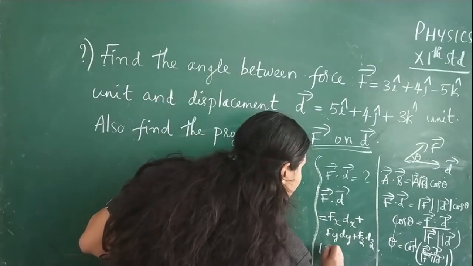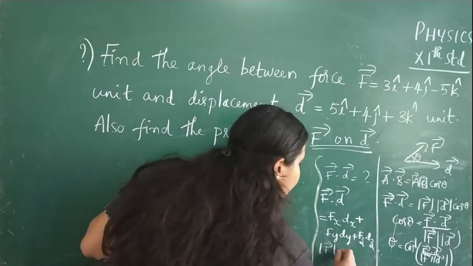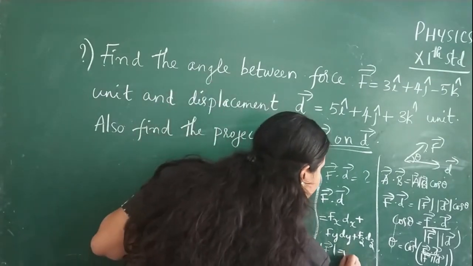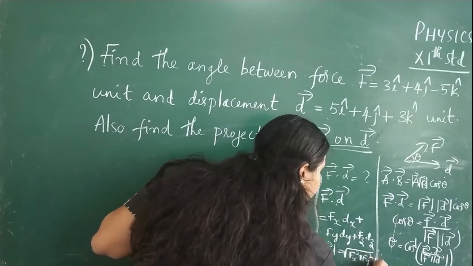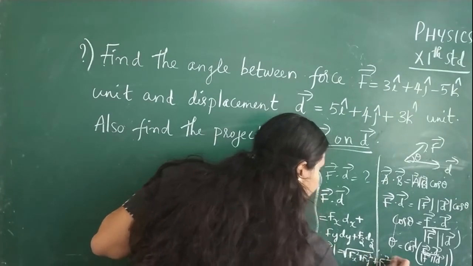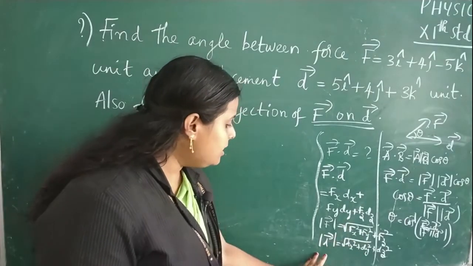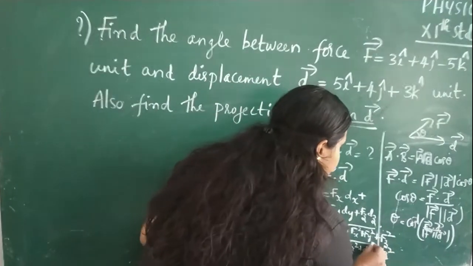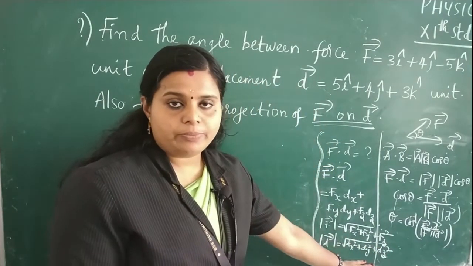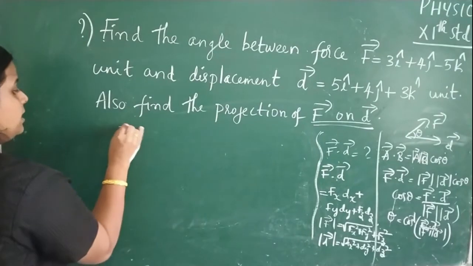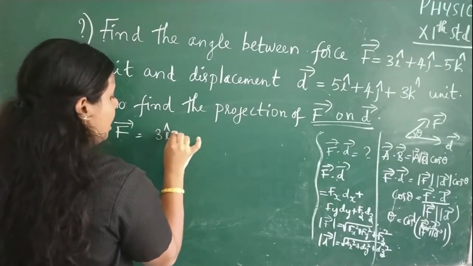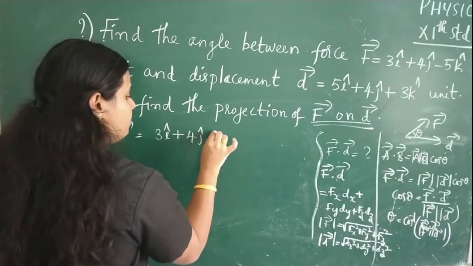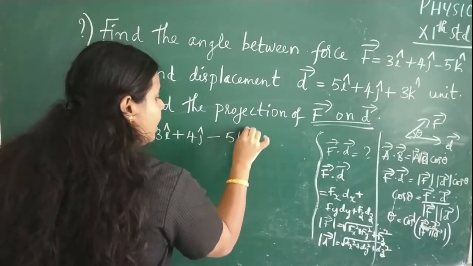അതേപോലെ what about modulus of f? Modulus of f is equal to root of fx square plus fy square plus fz square. അതേപോലെ modulus of d is equal to root of dx square plus dy square plus dz square. Now let's do the problem. Listen children, what about the vector f? F is equal to 3i plus 4j minus 5k unit.